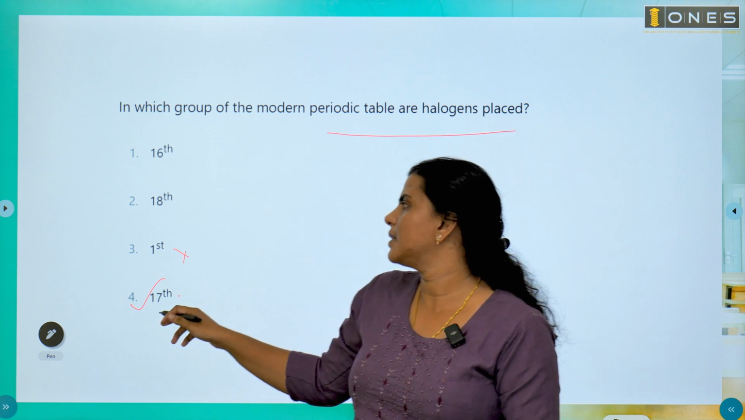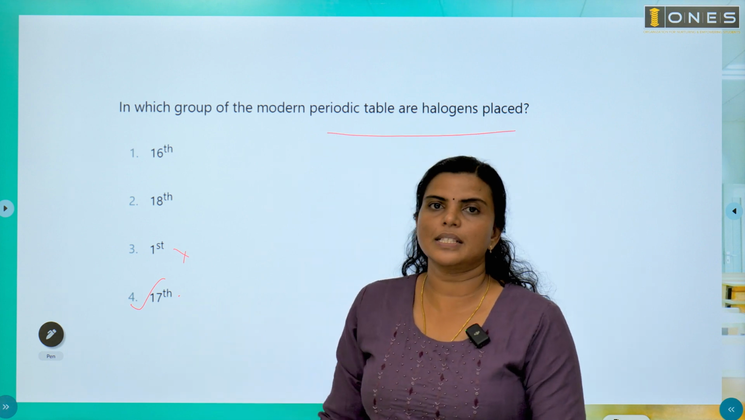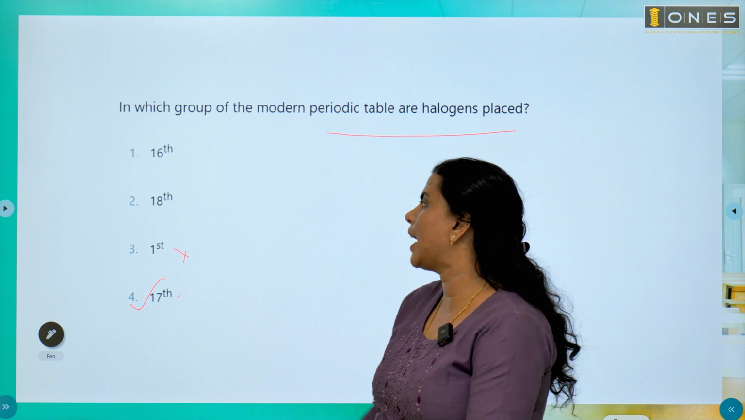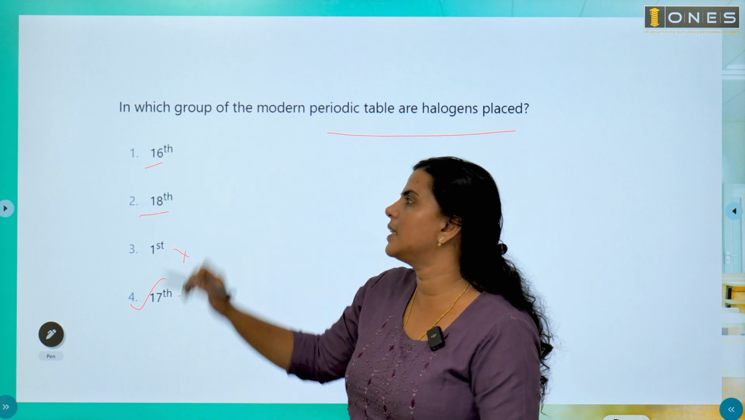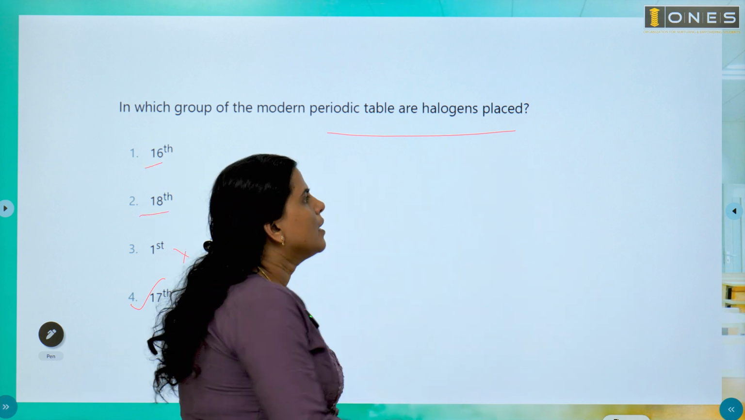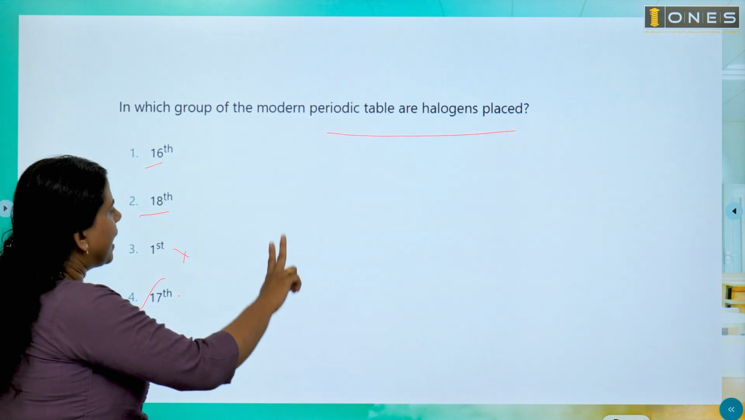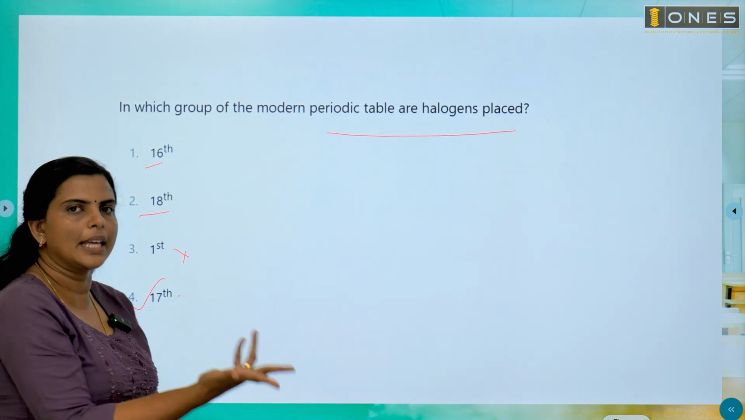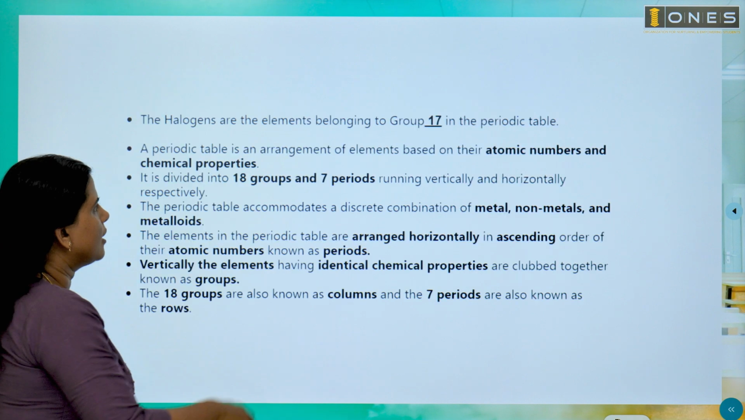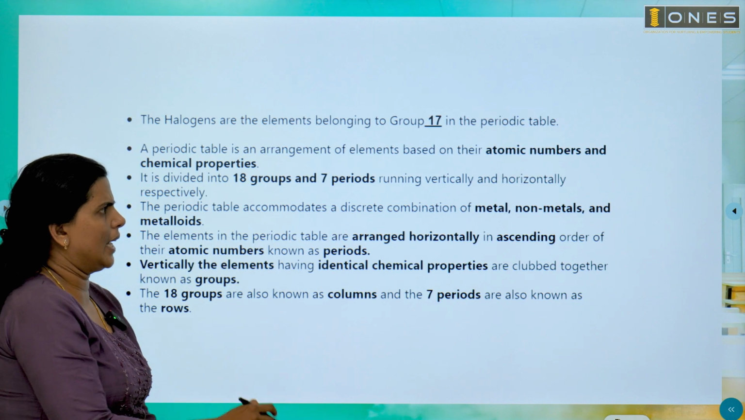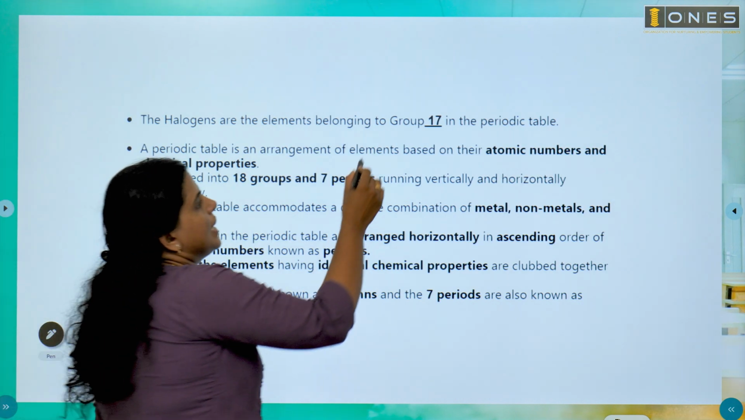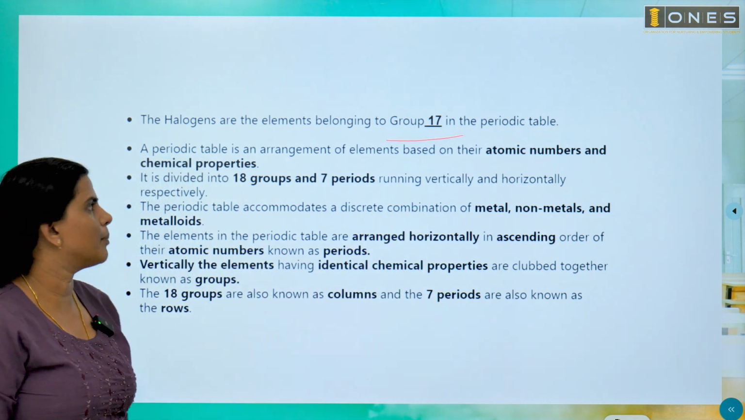Halogens are placed in the 17th group. Okay, 18th is the noble gas group, 16th is chalcogens. Okay, so remember this. Halogens have been asked before, and if it's noble gas, it is the 18th group. Any of them can be asked. The halogens are the elements belonging to group 17 in the periodic table.